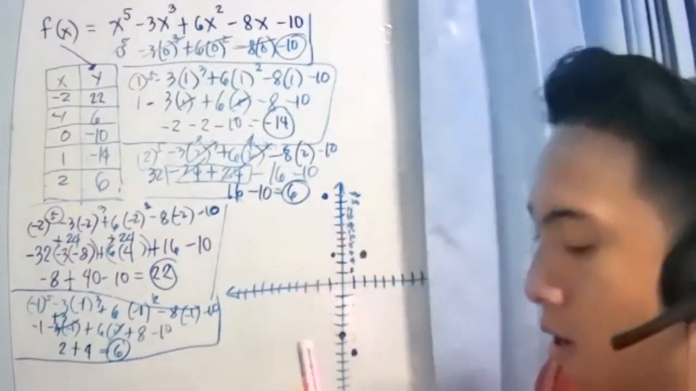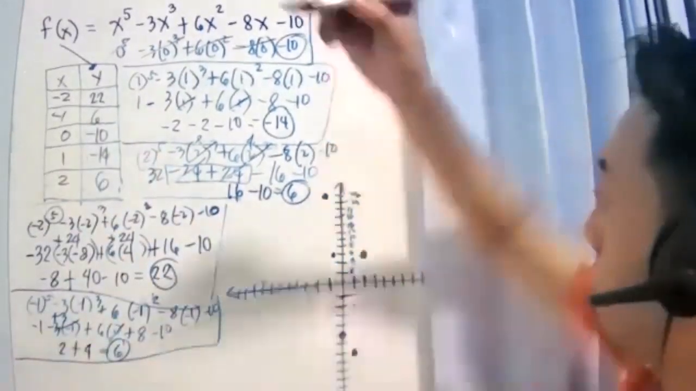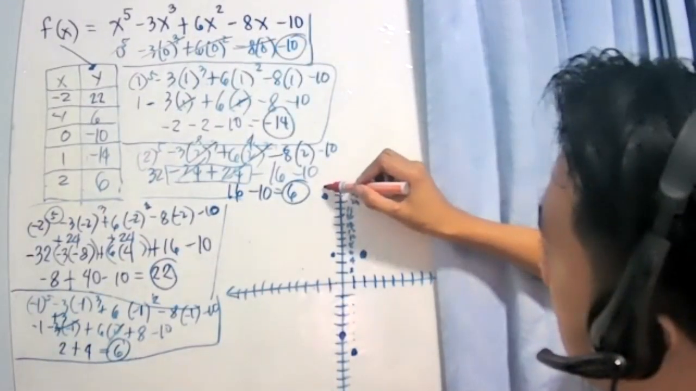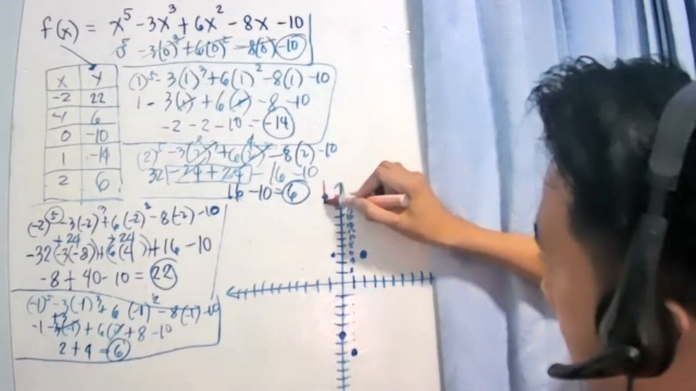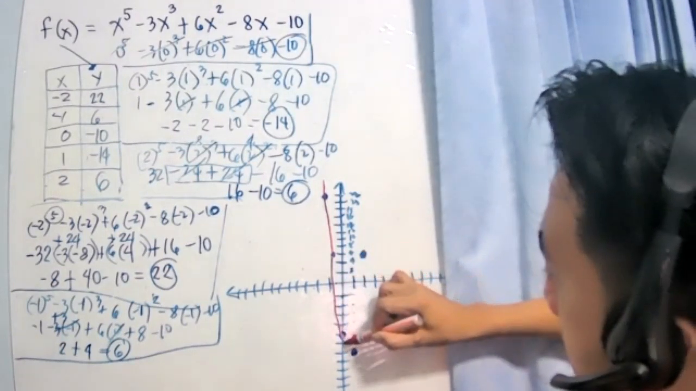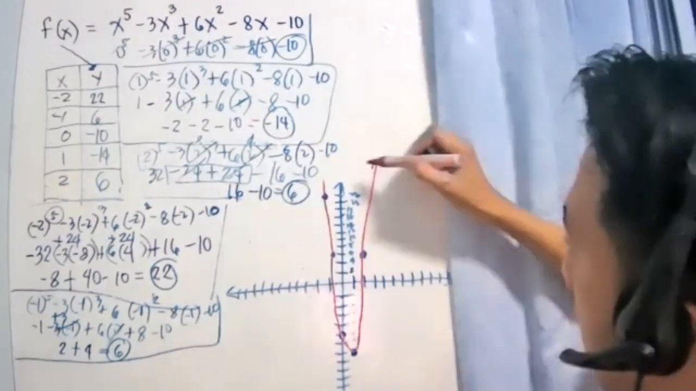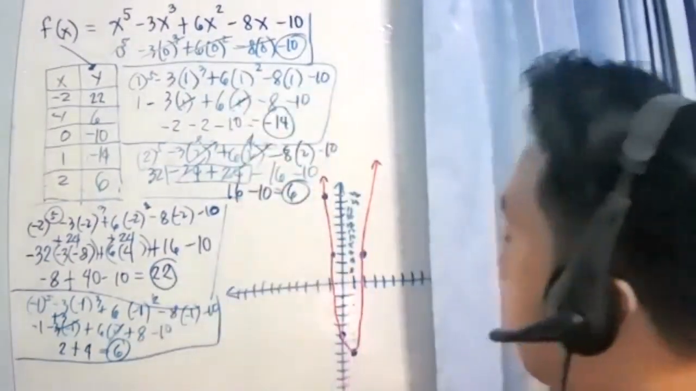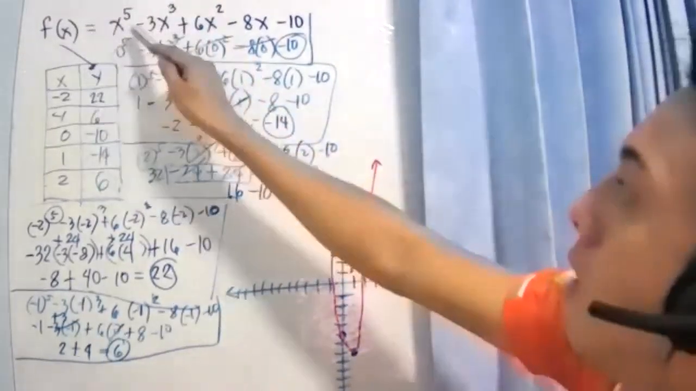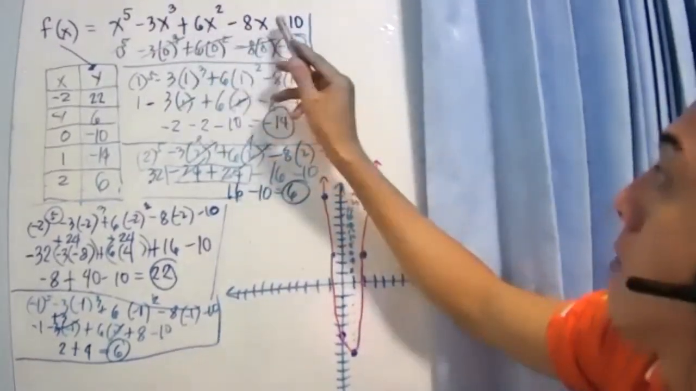Okay, now we will just follow our formation here. So where's my red pen? So nag-start tayo dito, right? So we started here. Ayan, sundan lang natin. And then ito pangalawa, and pangatlo, pang-apat, and then pang-lima. Ayan. So this is now the graph of our polynomial x raised to 5 or function x raised to 5 minus 3x cubed plus 6x squared minus 8x minus 10.